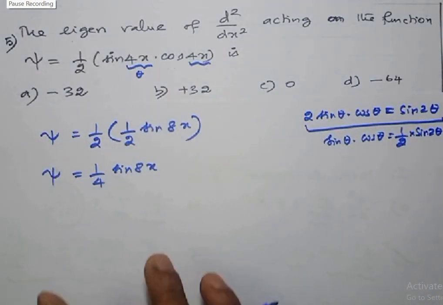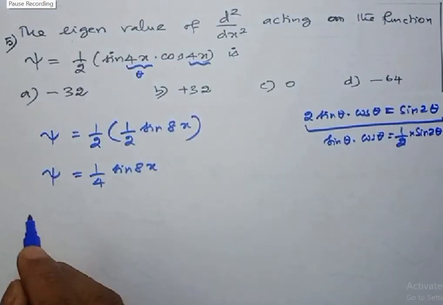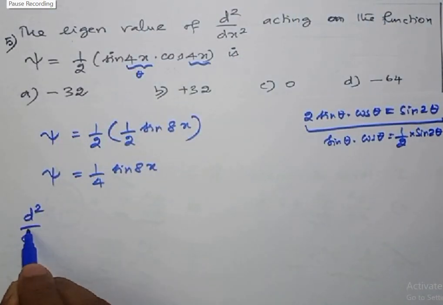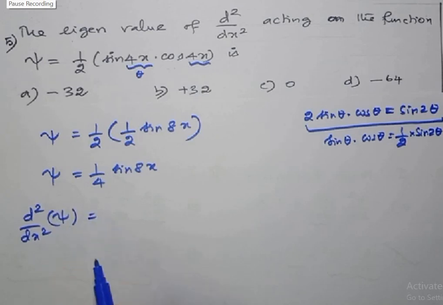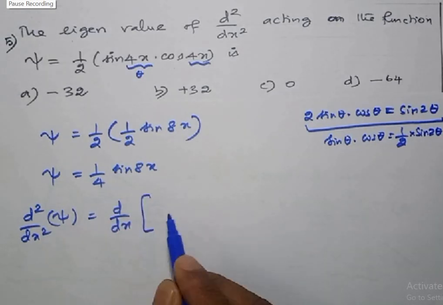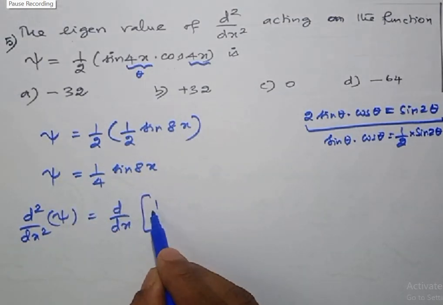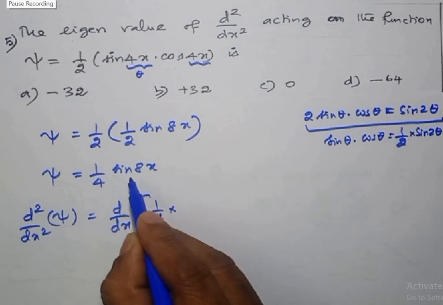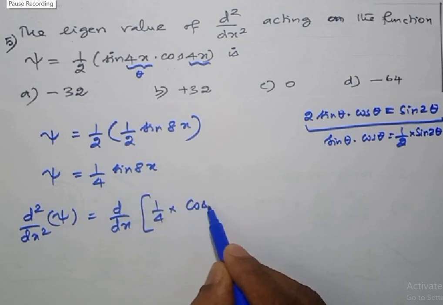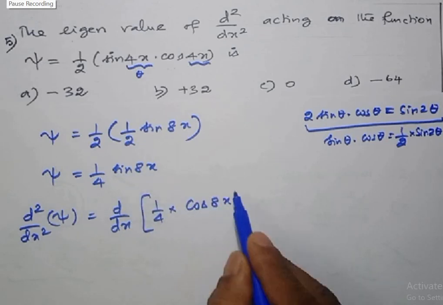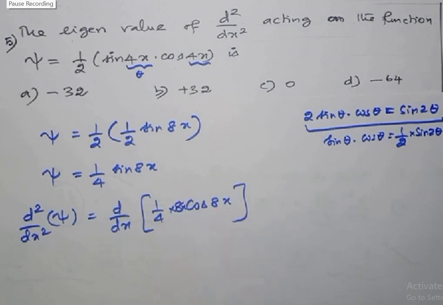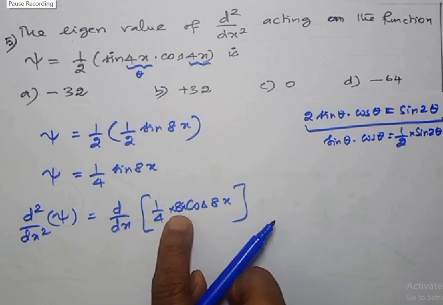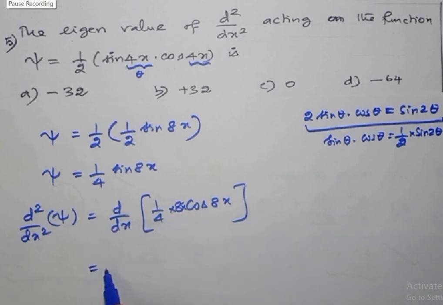Now, this is the wave function. Now you have to differentiate 2 times. d square by dx square acting on the wave function psi is equal to, first we'll differentiate once. I will keep d by dx as such. Now if I differentiate this, the 1 by 4 is a constant, keep it as such. Sin 8x, if you differentiate, you will get cos 8x. What is the coefficient of x? Coefficient of x is 8, so multiply this by 8. Since 8 is constant, you can take it out.